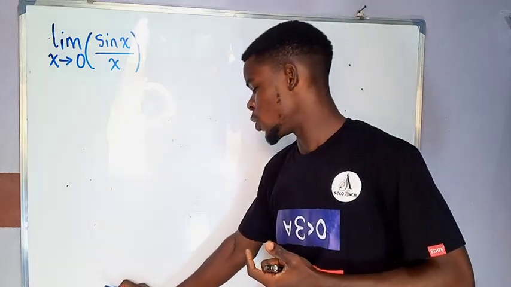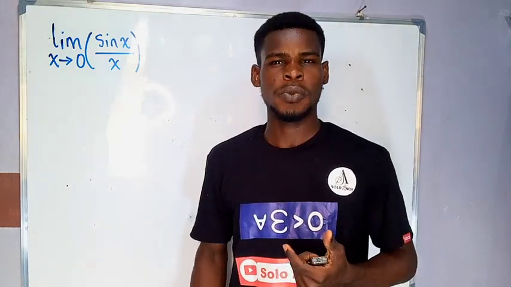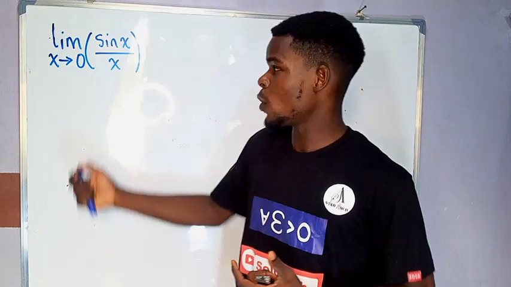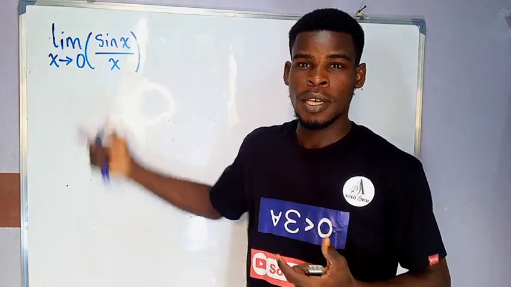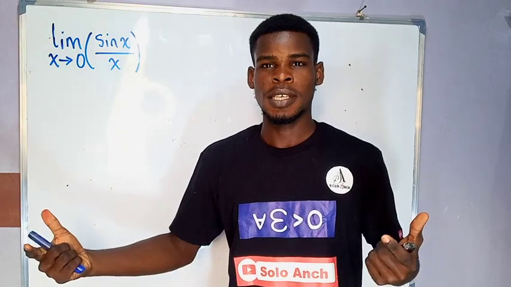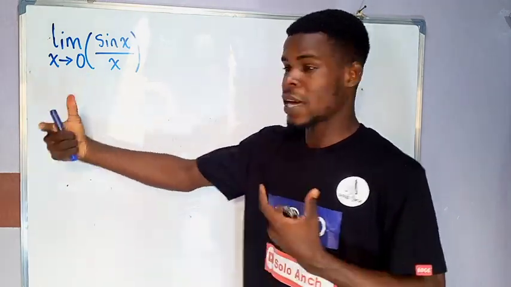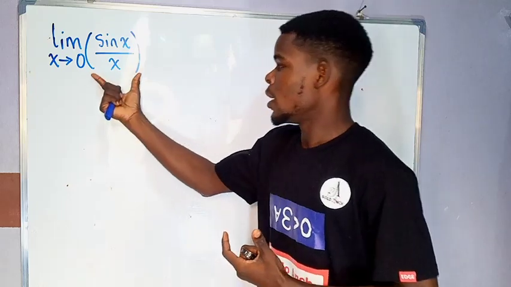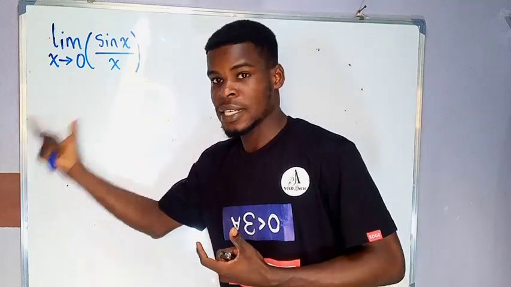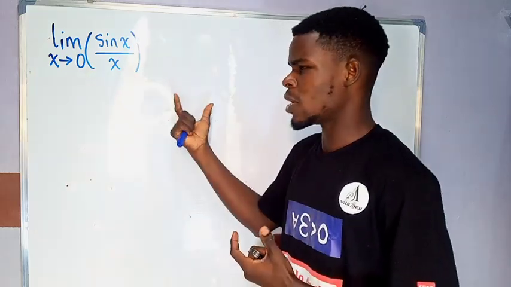Alright, great. So what I'll be doing here will be to apply the Squeeze Theorem, which tells us that if you want to find the limit of a certain function, then we can find other functions that bound this function, right? A function that is less than this particular function and another one that is greater than it.